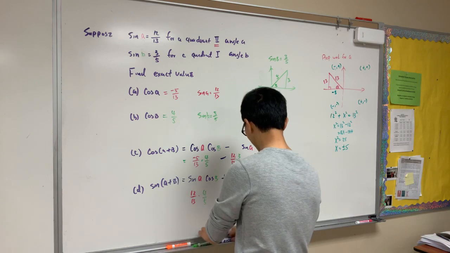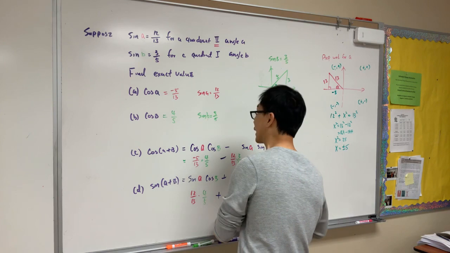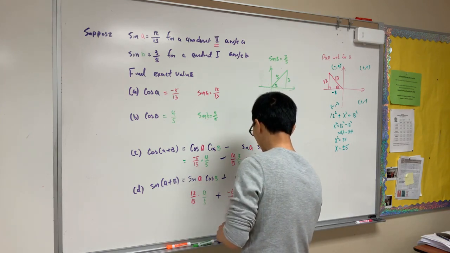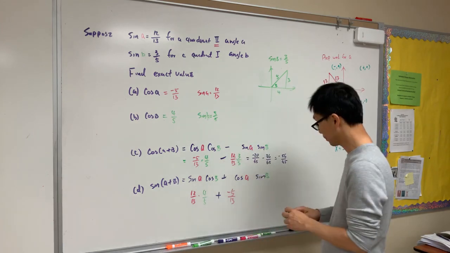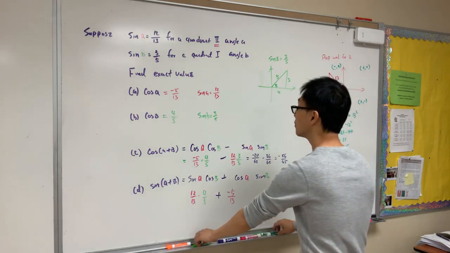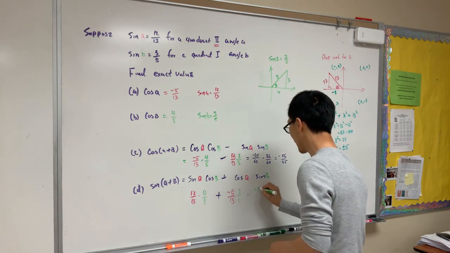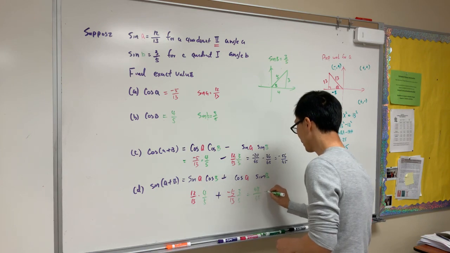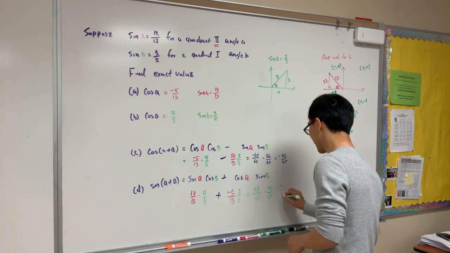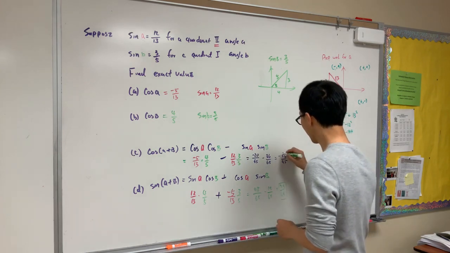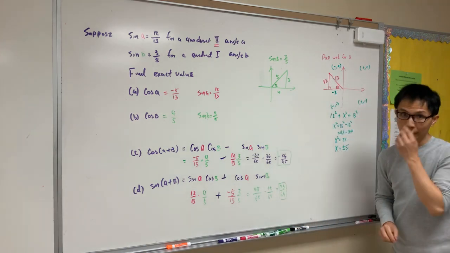Am I doing okay? Plus, what is cosine A? Negative 5 over 13. And sin B is what? 3 over 5. So that's equal to 48 over 65 minus 15 over 65, left with 33 over 65. And that's my final answer. This is my final answer. And that's it.